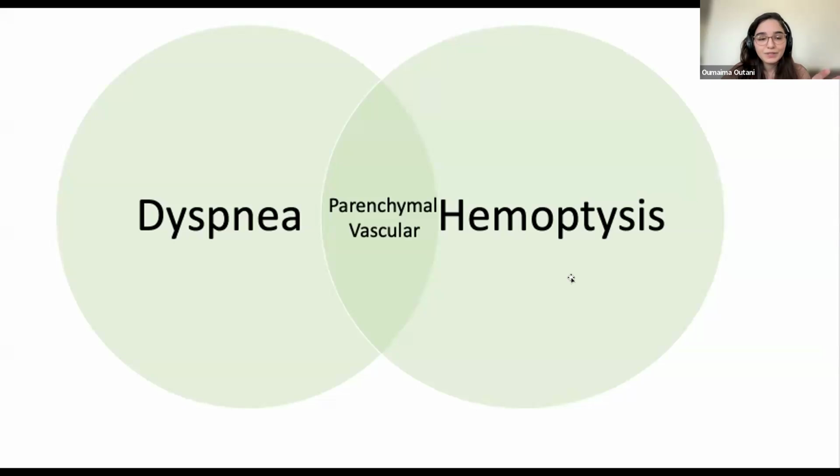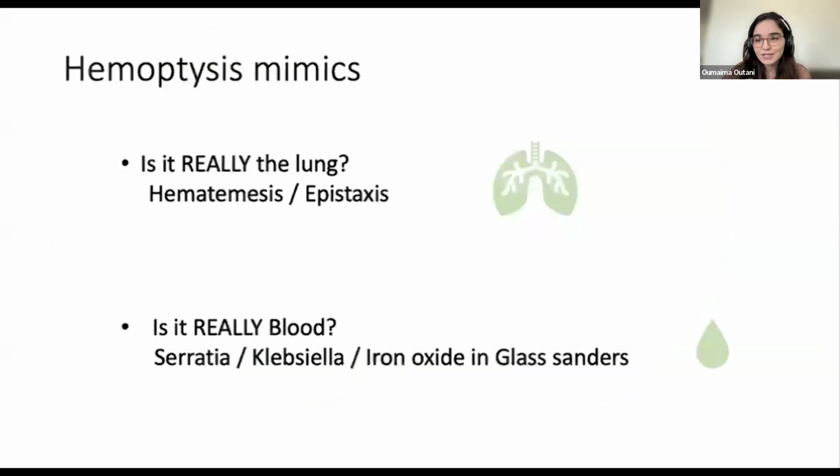Before we dig deeper into this problem, I would like to go off on a little tangent to discuss something that is hemoptysis mimics. In clinical practice, the first thing, of course, is to prioritize management to see if the patient is hemodynamically stable and assess the airway, breathing, and circulation. But if we don't have any urgency to act on the hemoptysis right away, we first should ask ourselves, is it really the lung?